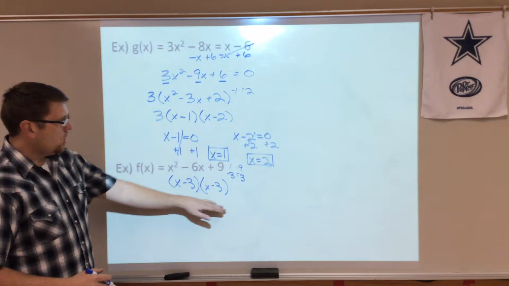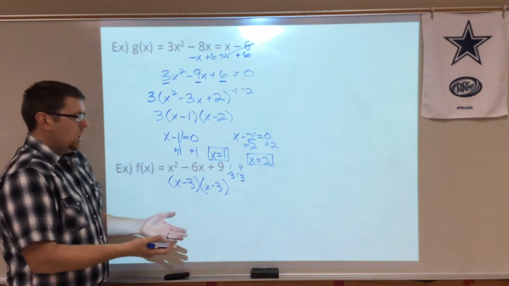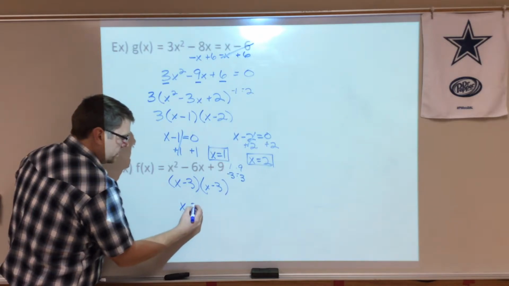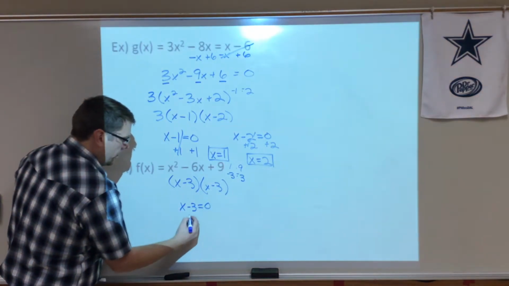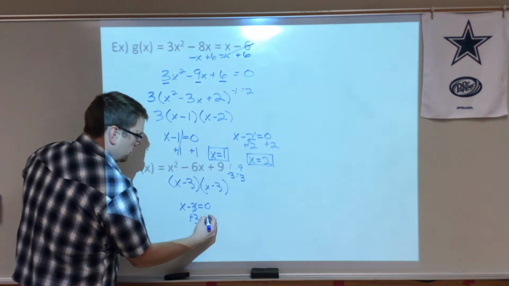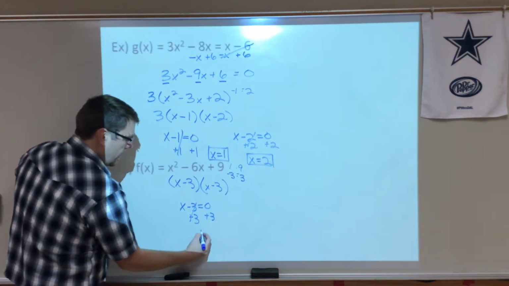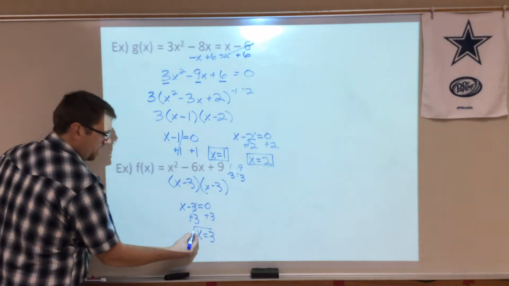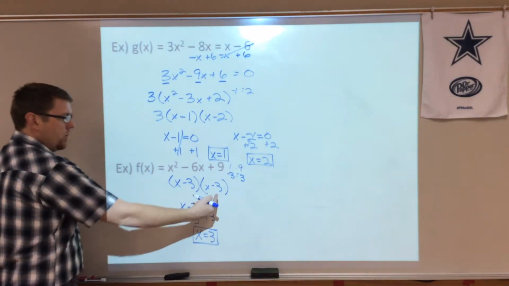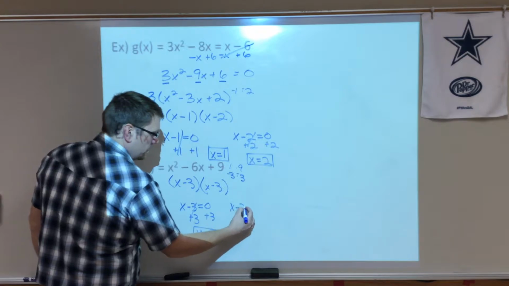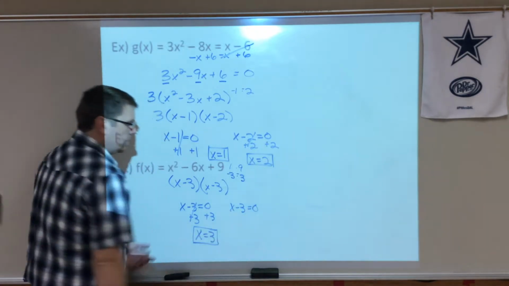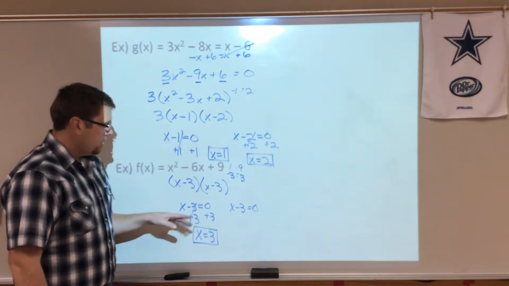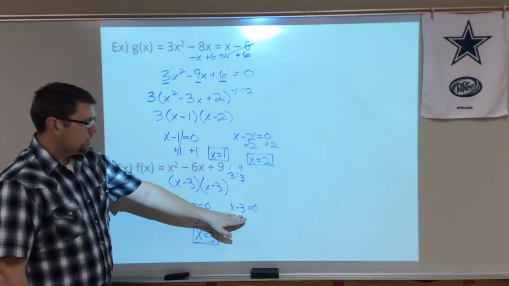Now if I were to solve these, again, all I need to do is take my factor and set it equal to 0. And I would add 3, add 3. So I know x equals 3. And there's a solution. I would need to go to my next factor and solve that too. But look, we can already tell. These are the same exact factor. x minus 3, x minus 3.